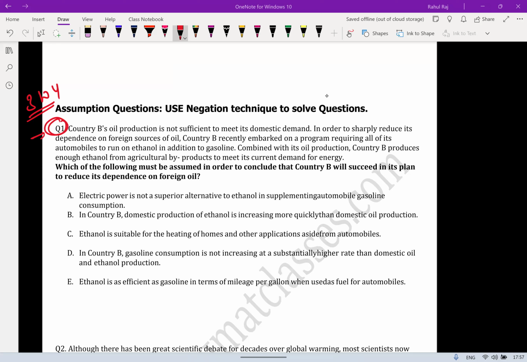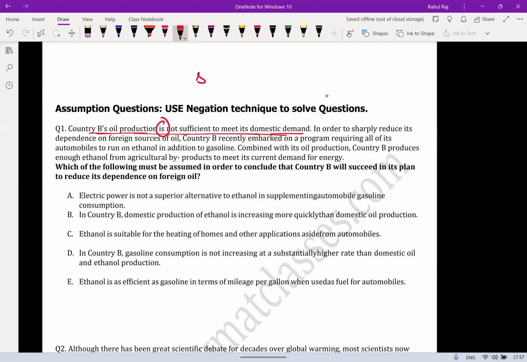It says that country B, while production is not sufficient to meet, and guys, I'll try my best to read as many arguments as I can, for sure. So it says that country B, while production is not sufficient to meet its current demand. Because until you don't do questions, you will not learn.